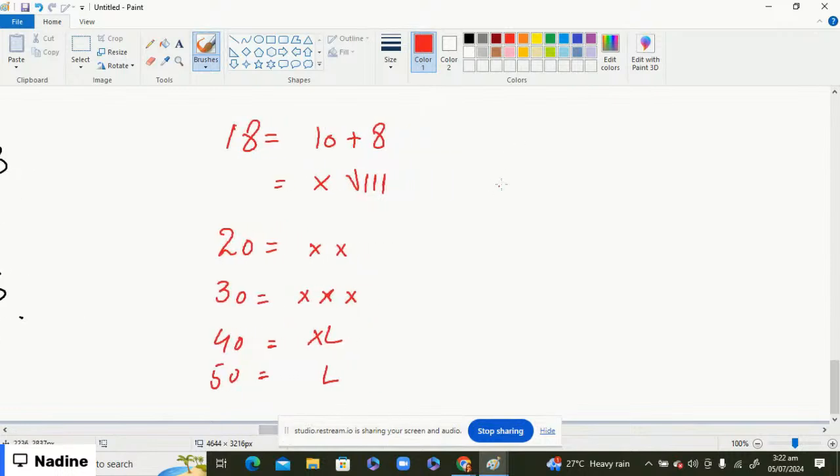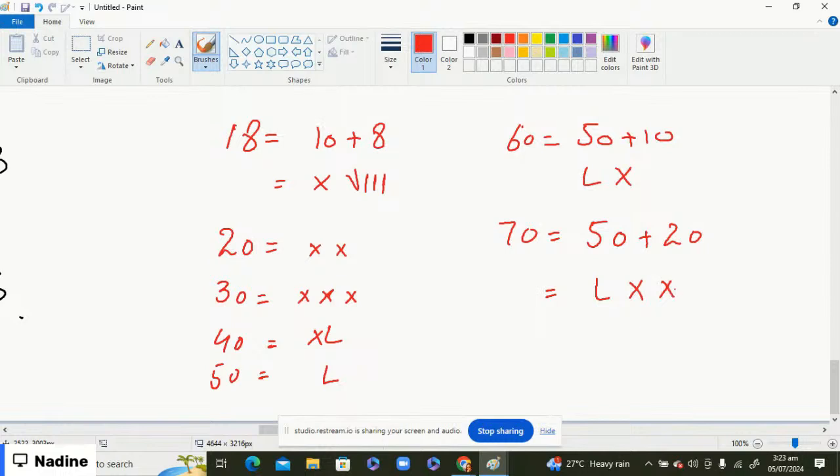Now if I'm going to write it down here, 60. What does it mean? 50 plus 10. What is 50? It's L, and 10 is X. Same for 70. We are going to write it down. That is 50 plus 20. What is 50? That is L. What is 20? That is X and X.